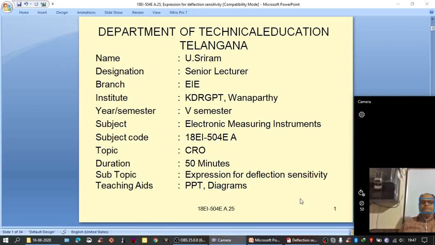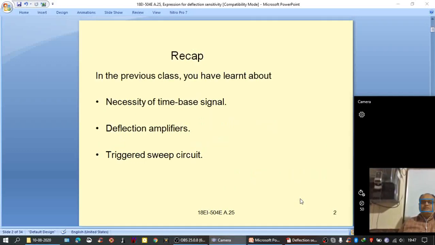But before going to the present topic, let us try to recollect what we have studied in the last class. In the last class, we have studied about the need for time-based signal, deflection amplifiers, and triggered sweep. Time-based signal is used in order to sweep the electron beam horizontally through the x-axis from left to right.